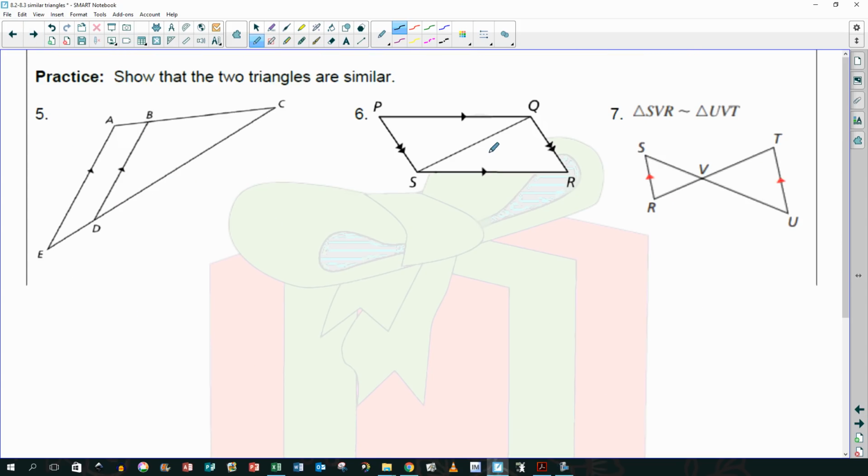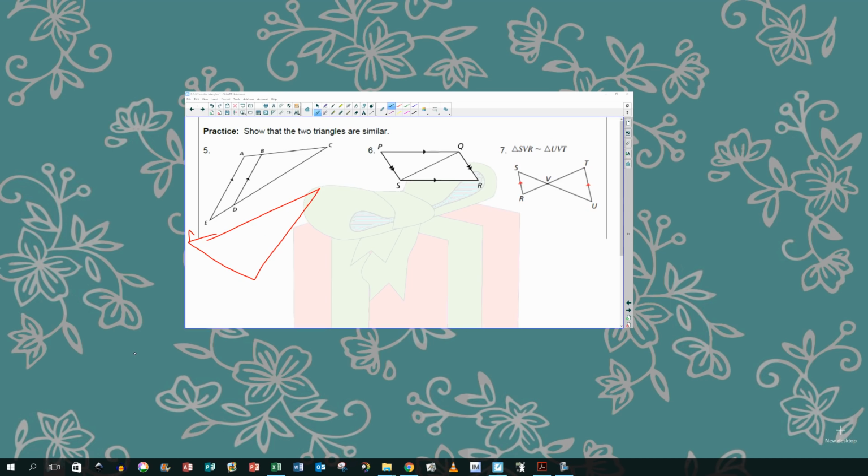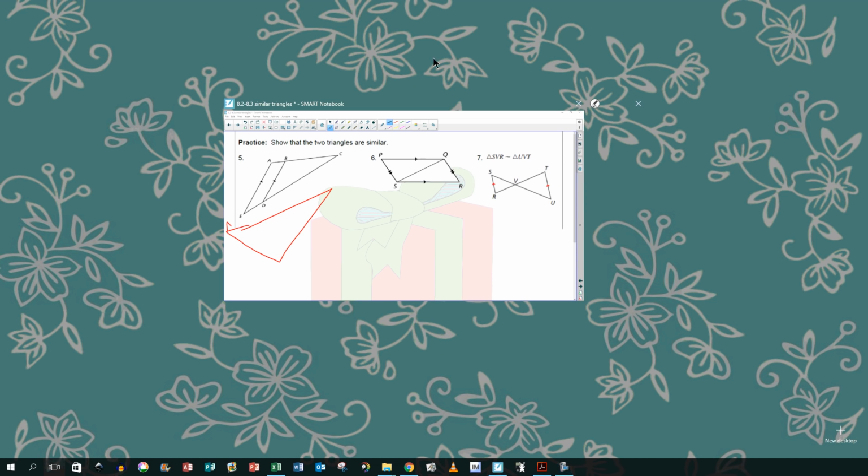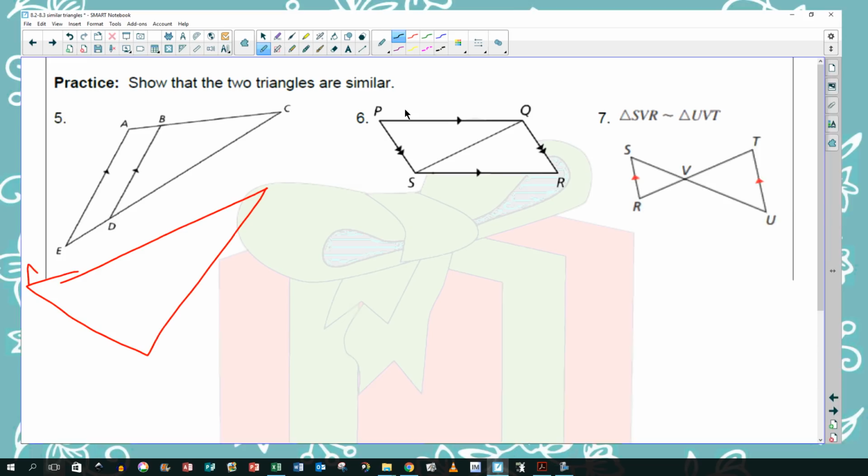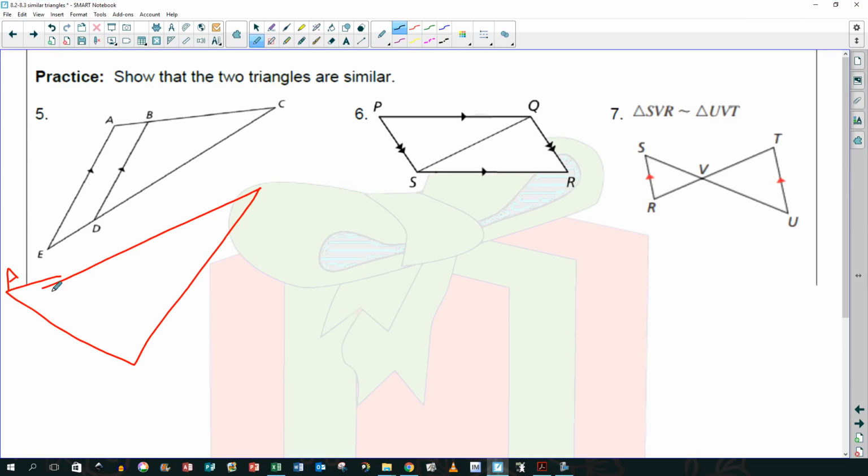All right. Show that the two triangles are similar. Well, I have this big triangle ACE. So if you think about it, you've got ACE. AEC. So that's the big triangle. And then you've got this little triangle right here.